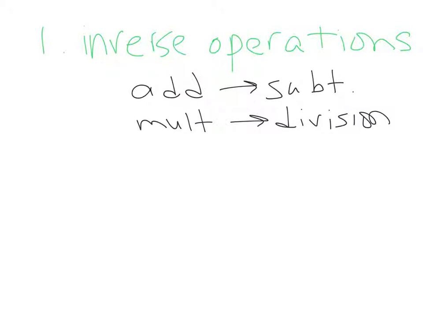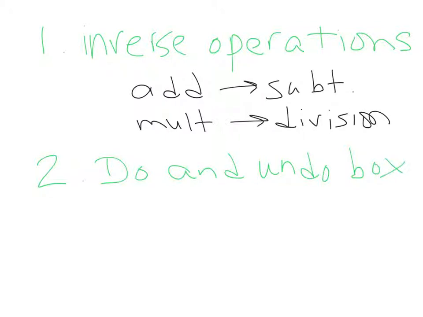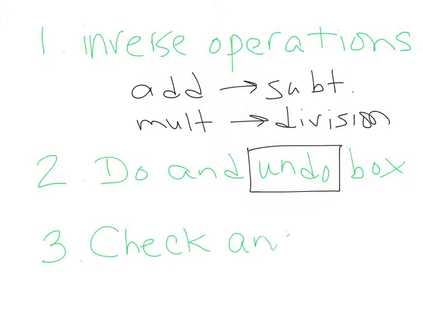Now, in order to figure out what inverse operation we need to use, we talked about the do and undo box. So whatever we write in our undo box is what we're going to do to get x by itself in a one-step equation. Finally, the third thing I want you to think about is that you always need to check your answer. And you check your answer by substituting, or testing your answer by plugging it back into the original equation.